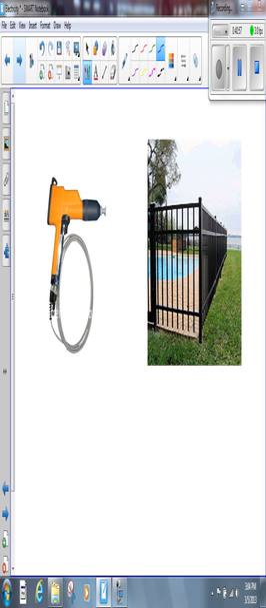The problem with the spray paint gun is, A, it's going to make a big mess, because you're going to get a lot of overspray going onto the deck of the pool and in the pool itself. B, you're going to waste a lot of paint, right? Because there's going to be a lot of paint that doesn't actually go onto this metal fence. So here's one way to do it. They actually make electrostatic spray guns, electrostatic paint sprayers.